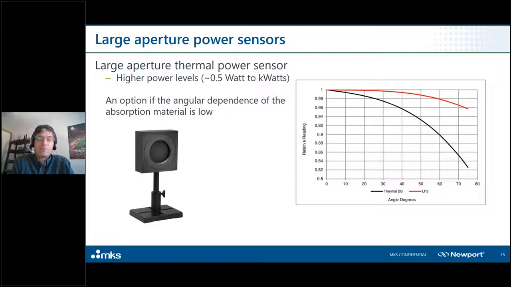And so this is a couple of examples that you can see in the graph on the right. This LP2 material has a very low angular responsivity. So any materials similar to that, you could use as a thermal detector and get reliable power measurements of a divergent source by simply measuring it directly without using an integrating sphere.